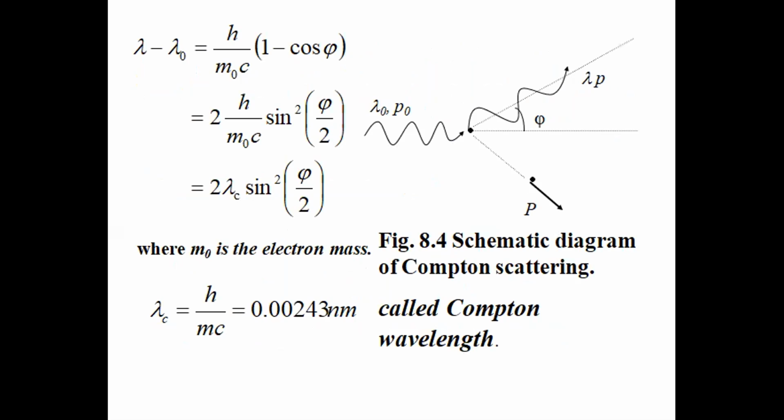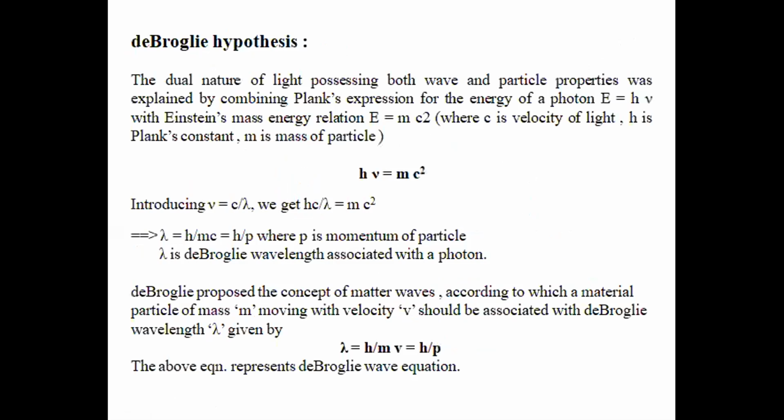This is the schematic diagram showing the photon incident on an electron which is at rest. Now the photon is moving with a lesser energy, and the electron is recoiling by absorbing the energy from the photon. Now the other concept is the de Broglie hypothesis.